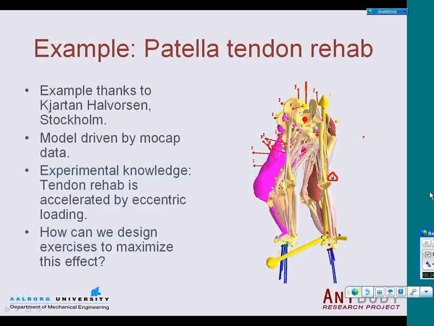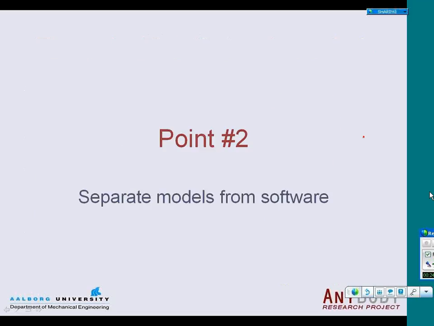So what the model does is it puts the weight on the right leg, and then it squats down, and then when it has squatted down, it moves the weight of the body to the left leg, and then it extends the knees again. The reason why this is done that way is because it turns out that patella tendons that have been injured can be rehabilitated faster if you load them in eccentric loading. So the people who have done this example, and this is actually Kjartan Halvorsen from the Sports Academy in Stockholm, are interested in designing exercises that will verifiably load the tendons in eccentric loading. And so he was able to verify by means of this model that the exercise had the desired effect.